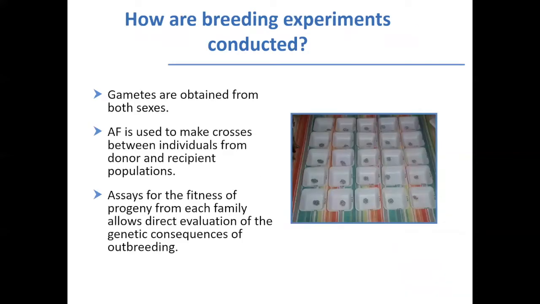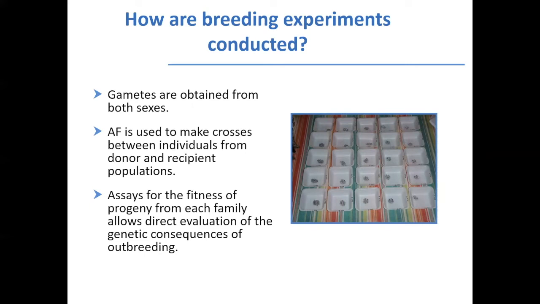How are these breeding experiments conducted? Well, put simply, gametes are obtained from both sexes, and AF is used to make crosses between individuals from donor and recipient populations that are being considered for use in a program of population augmentation. Subsequent assays for the fitness of the progeny from each family that is generated then allows direct evaluation of the genetic consequences of outbreeding. Anurans are really ideal for this type of investigation because, for many species, large numbers of gametes can be obtained from both sexes, allowing for comparison between tens of individuals across multiple populations.